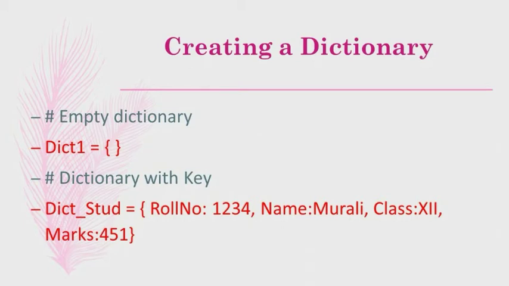And next, a dictionary with keys. How to create a dictionary with keys? See here, dict_student is the dictionary name. Within the curly braces, keys and values are given. Roll number is a key, next colon, 1234 is a value. Next comma. Name is a key, colon, Murali is a value. Comma. Class is a key, 12th standard is a value. And next comma. Mark is a key, and 451 is the value.